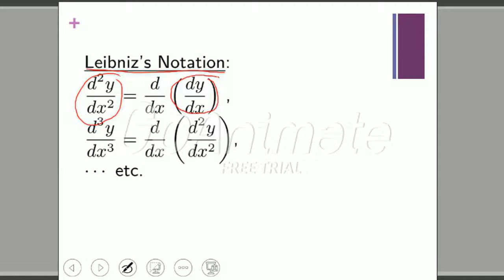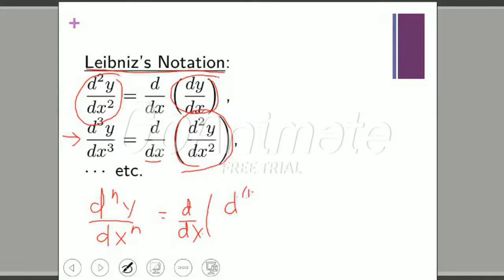Similarly, you can denote the third derivative as d cubed y over dx cubed, which is the derivative of the second derivative, and so on and so on. You can denote the nth derivative of y as d^n y over dx^n, which is the derivative of the (n minus 1)th derivative, d^(n-1) y over dx^(n-1).